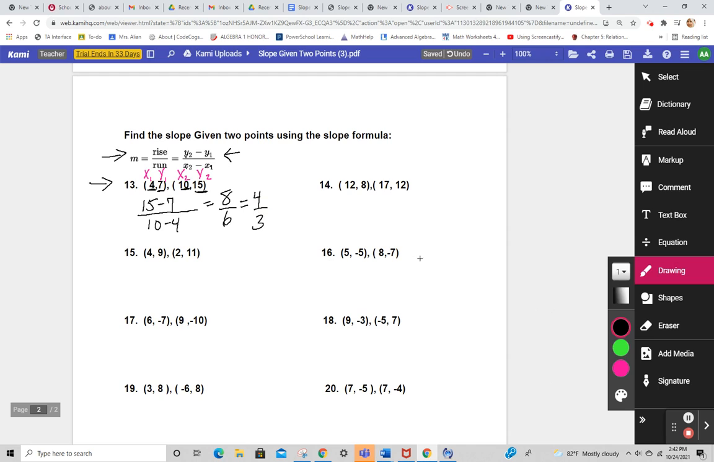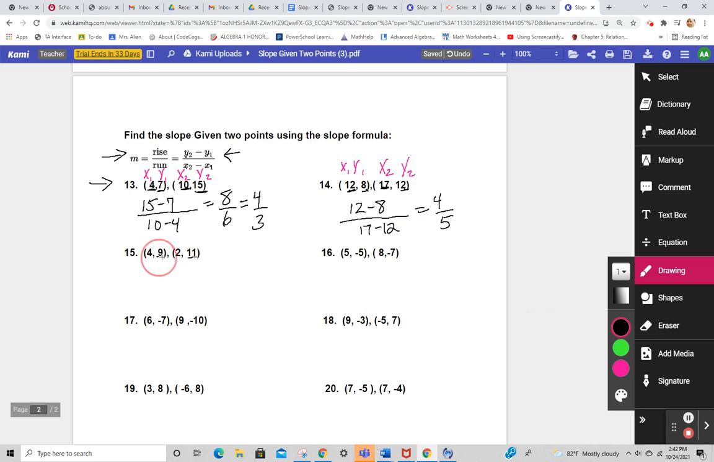All right, let's go on and do the next one. Let's go ahead and label our points. This is x sub 1, y sub 1, x sub 2, y sub 2. So y sub 2 minus y sub 1 is 12 minus 8. X sub 2 minus x sub 1, that's 17 minus 12. Well, 12 minus 8 is 4, and 17 minus 12 is 5. So our slope is 4/5. All right, let's keep going.